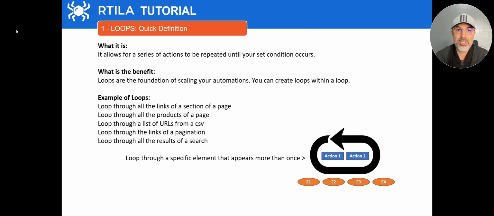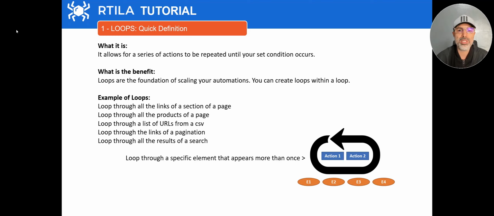What is the benefit? The benefit is really huge, because using loops is how you can scale an automation. That's how you can go through dozens of links, hundreds of pages, and even hundreds of thousands of pages can be scraped or acted upon using loops.